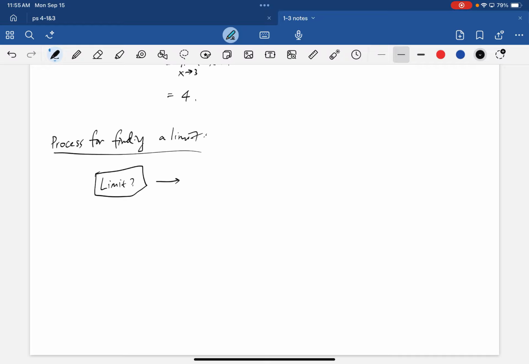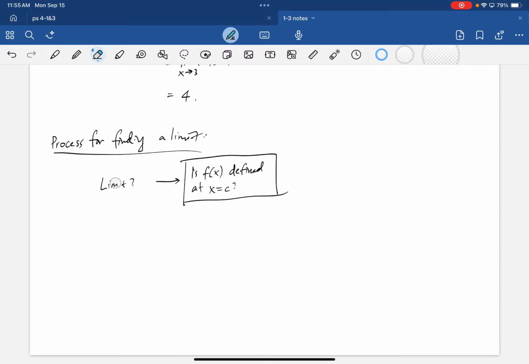The first step is we're going to ask ourselves, is f of x defined at x equals c? Let's say we have a question about the limit as x approaches c of f of x.